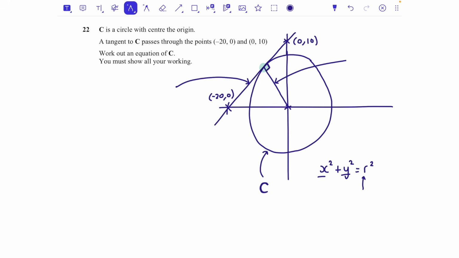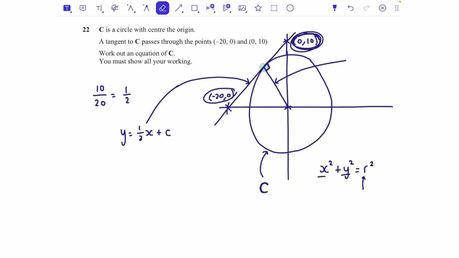Now, to get the equation of the tangent, we can work out the gradient by doing rise over run. So to go from minus 20, 0 to 0, 10, the rise is 10 and the run is 20. It's a positive gradient. So 10 over 20 would be the gradient of that tangent, which is a half. So I know that the equation of that line is y equals a half x plus c, where c is the y-intercept. But luckily for us, they've actually given us the y-intercept. We can see it crosses at 10. So let's just pop 10 there, plus 10. That is the equation of that tangent.